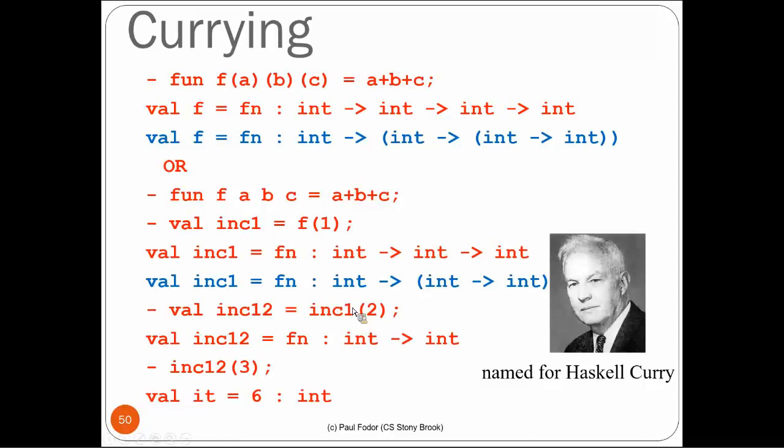Again, we can actually get increment of 1, the previous function applied to 2. It's a new function. Let's call it increment of 2. And increment of 1 and 2, this new function, is actually a function that applies to the third parameter. This was named after Haskell Curry. He stands for the functional programming language Haskell, that some of you may be familiar with.